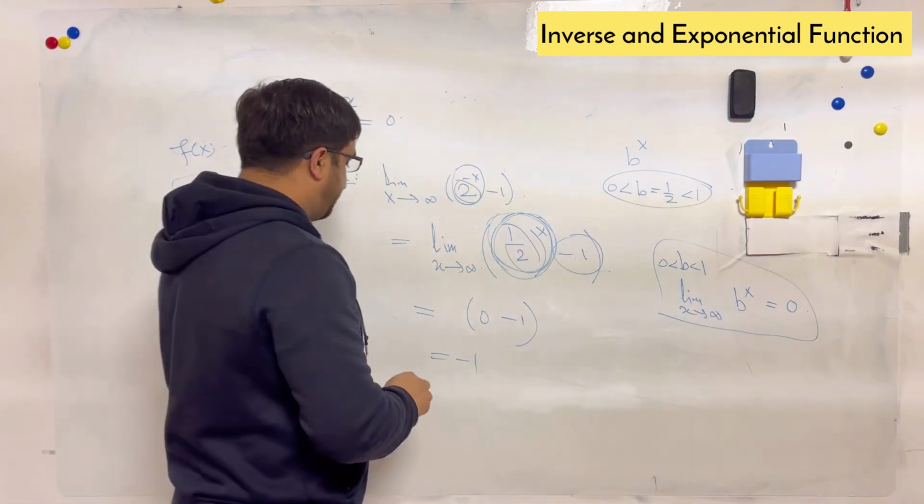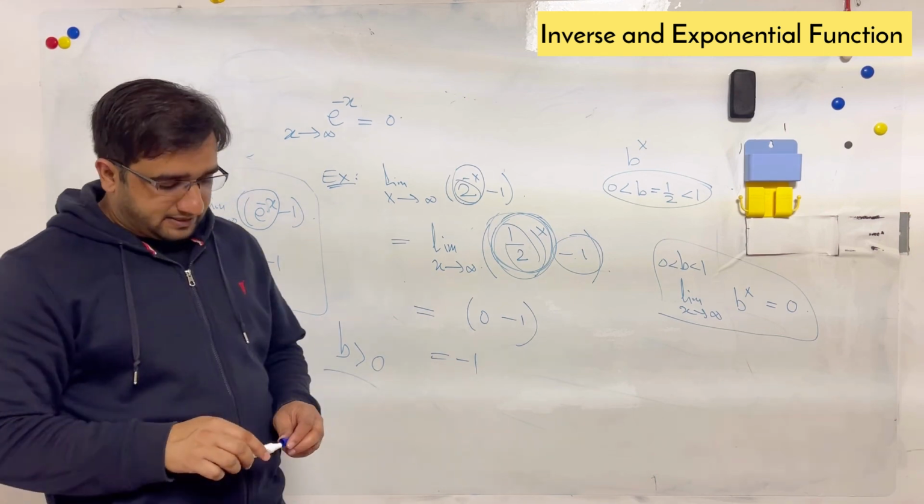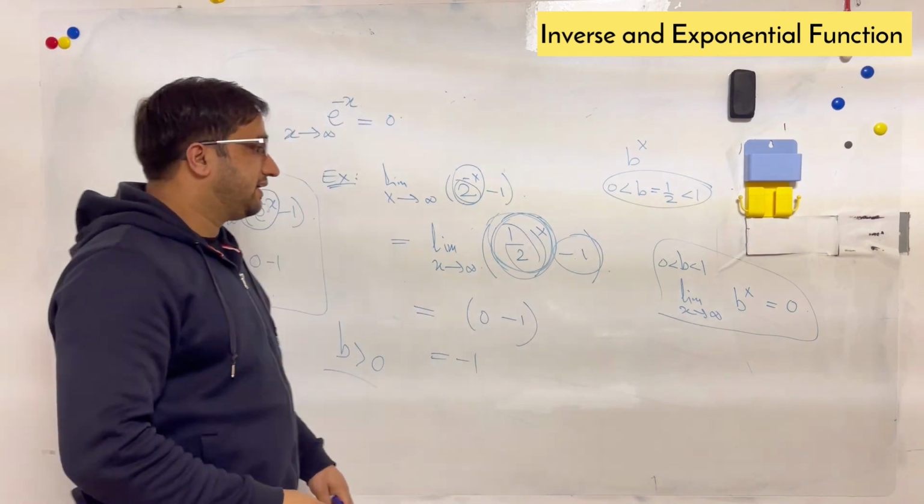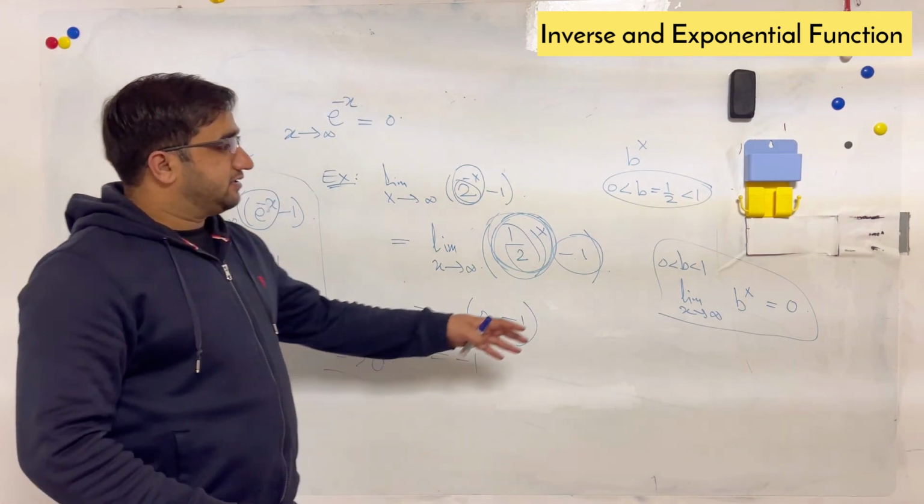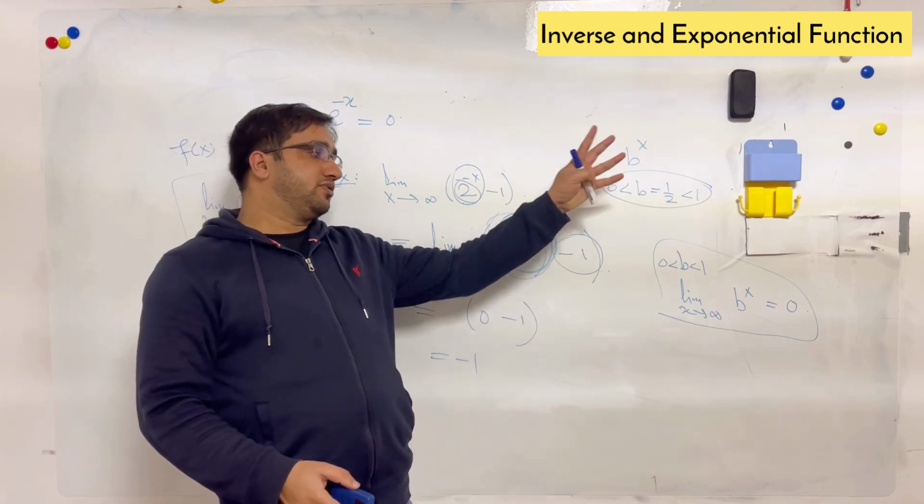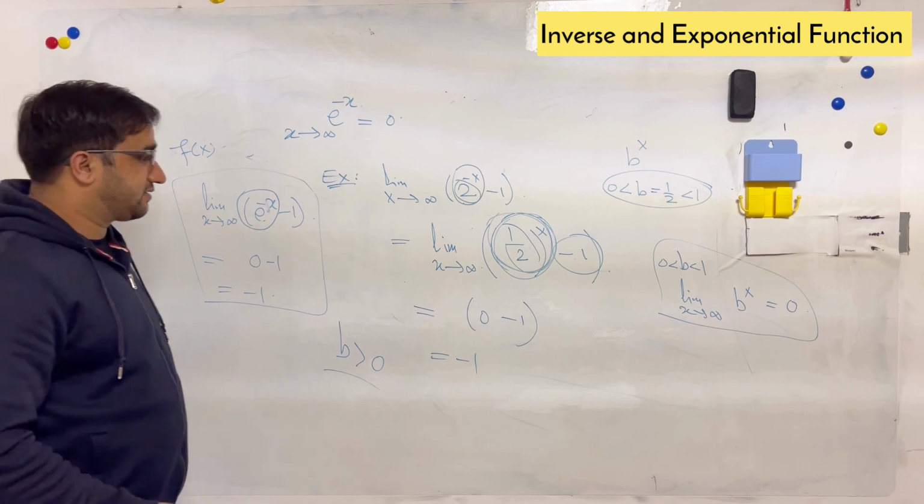Because the exponential function is always greater than 0. It is never less than 0. And we have already defined the two rules for the exponential functions. So these rules are valid for all exponential functions. And out of those exponential functions, e is the best exponential function.